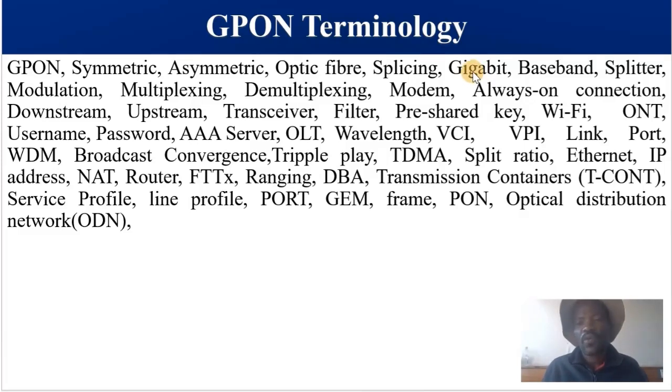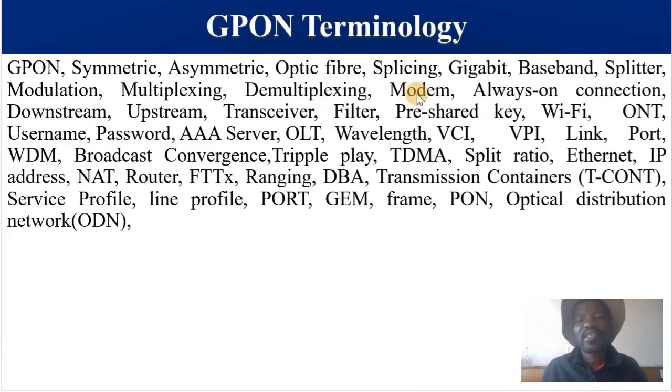Gigabit has a value of 1 billion. Baseband is an unmodulated signal. A splitter has one input fiber and many output fibers. Input power is split equally among the output fibers. Modulate is when you superimpose an unwanted signal on a high frequency carrier. Multiplexing is when several signals from several sources are sent through one line, and when we separate the various signals from one line to various outputs, we call it demultiplexing.